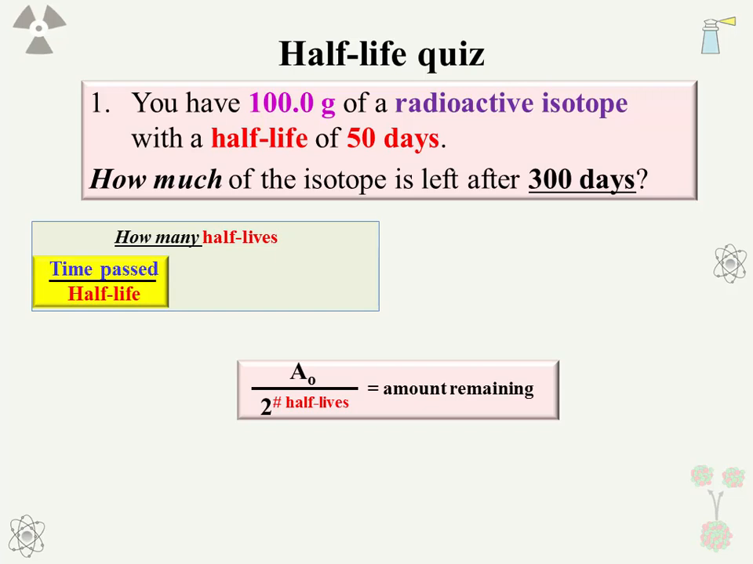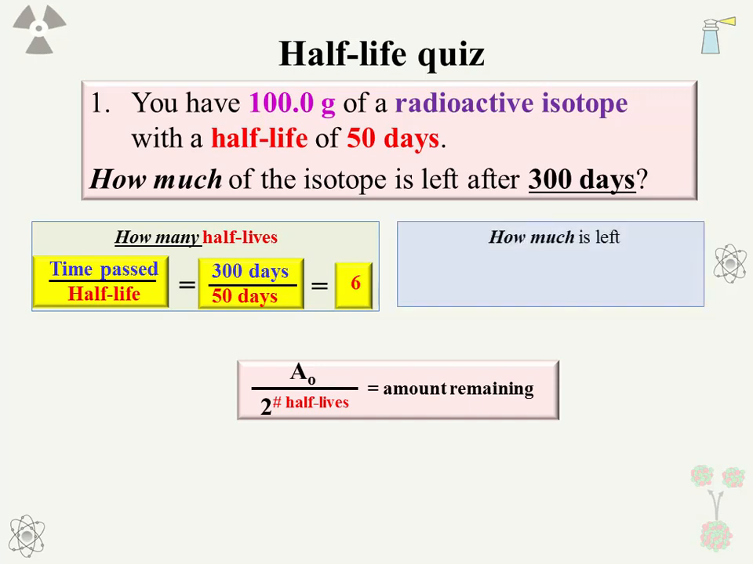Do we know the half-life? Yes, it's 50 days. 300 days have passed divided by that 50 days, and we have 6 half-lives. 300 days is 6 half-lives for an isotope with a half-life of 50 days. Now to find the remaining amount, take the starting amount and divide by 2 raised to those 6 half-lives.